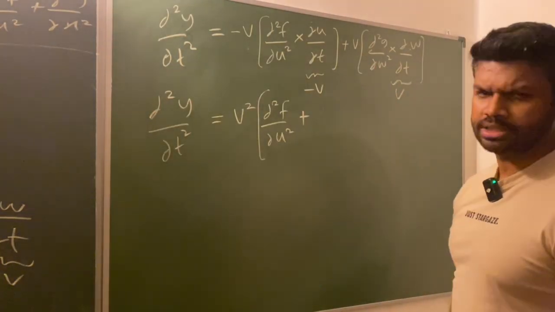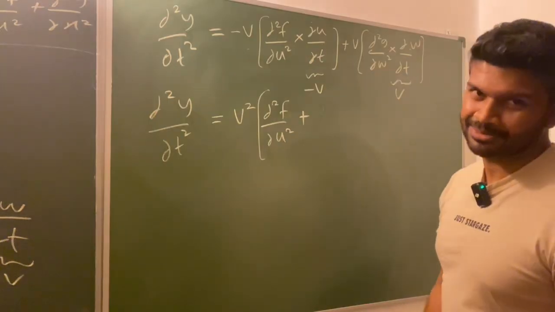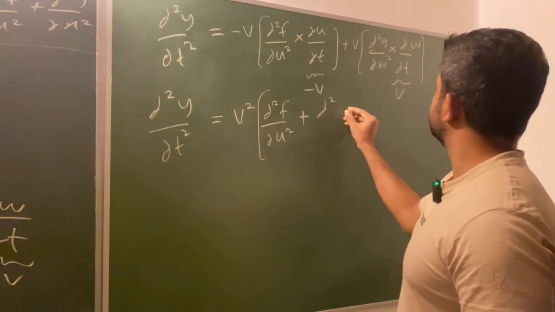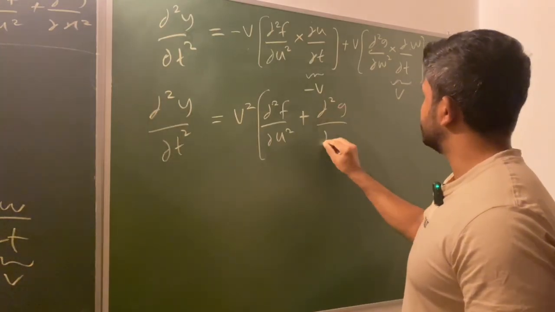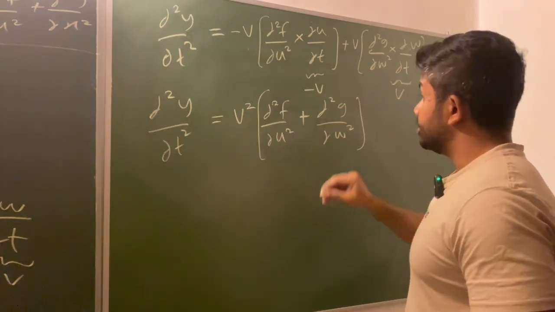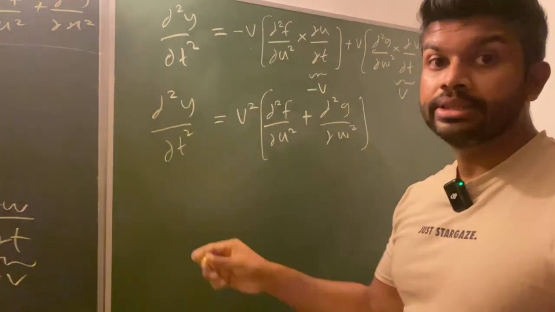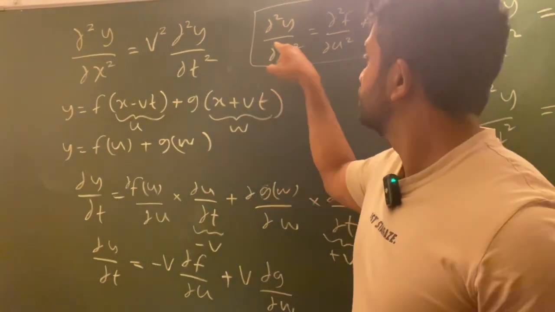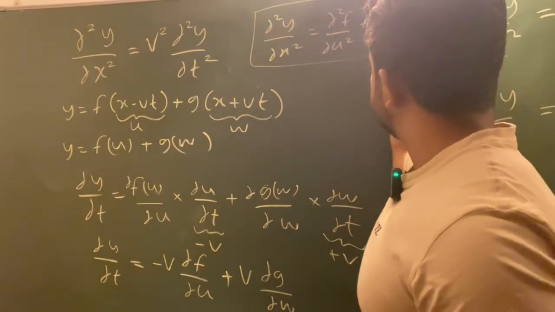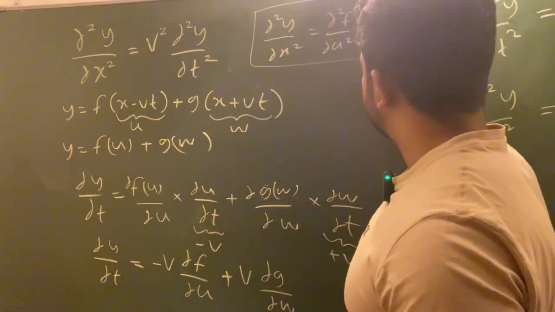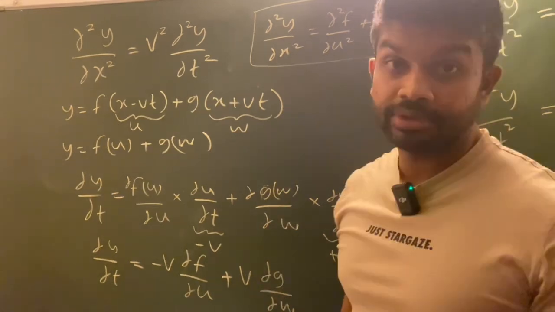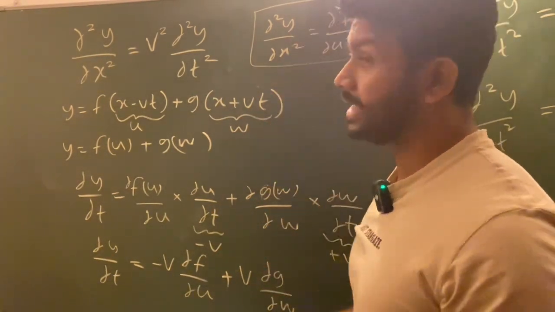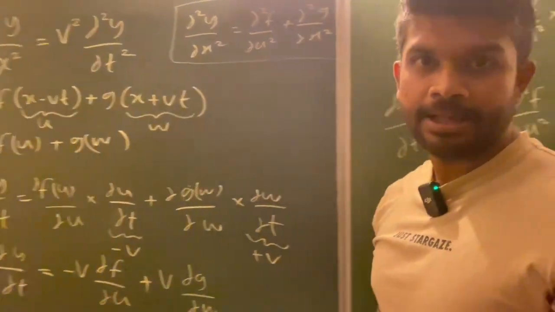I take it out of the bracket. Let me save some steps. Right, so then here ∂²g/∂w². But can you remember here in this step we proved that this is ∂²y/∂x²? So ∂²f/∂u² plus ∂²g/∂x² is ∂²y/∂x² itself.